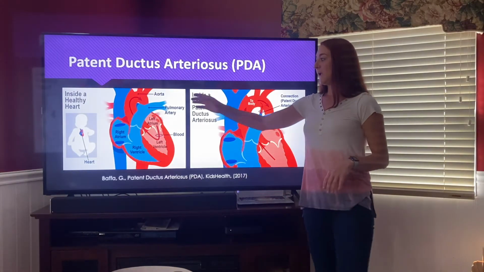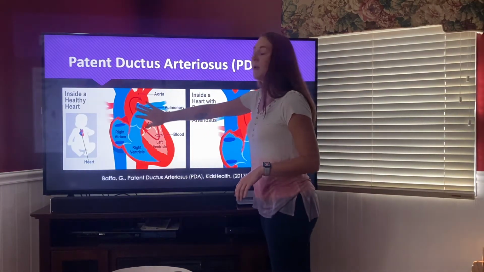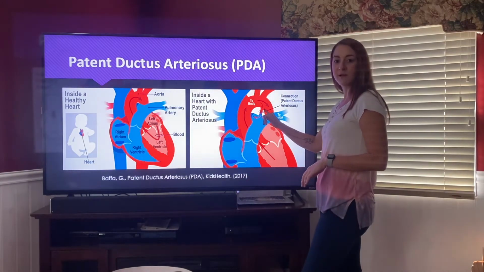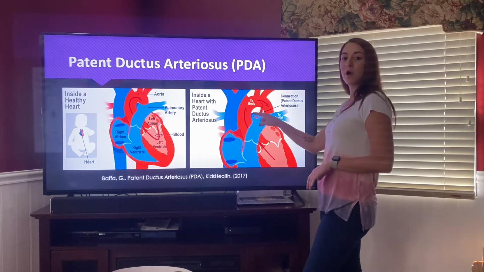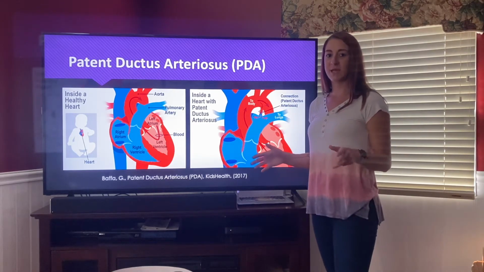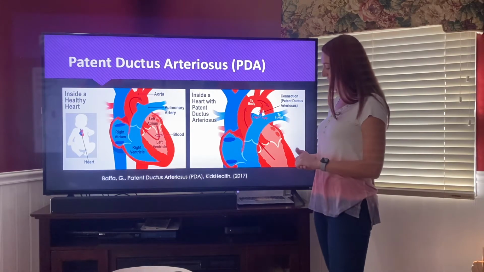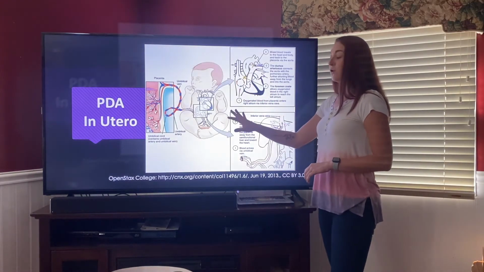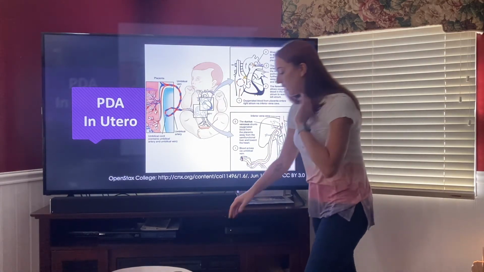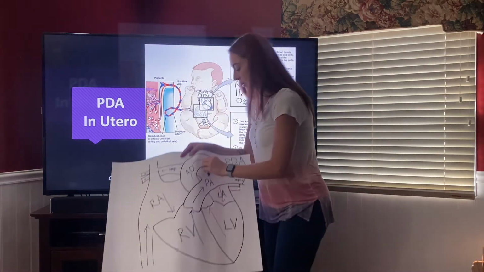You can see over here on the left side, this is a normal heart, and on the right side, the PDA is a large vessel which connects the pulmonary arteries to the aorta. It accounts for about 5 to 10% of congenital heart defects in neonates. In utero, a PDA is necessary. You can take a better look at this diagram in your notes, but I'll show you all here.